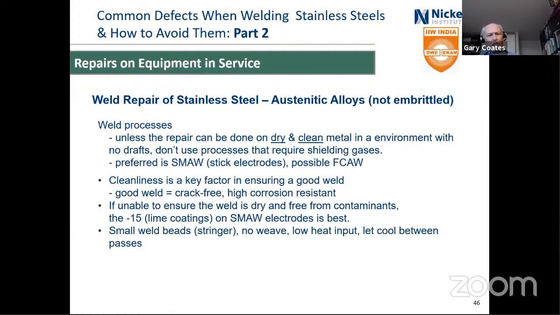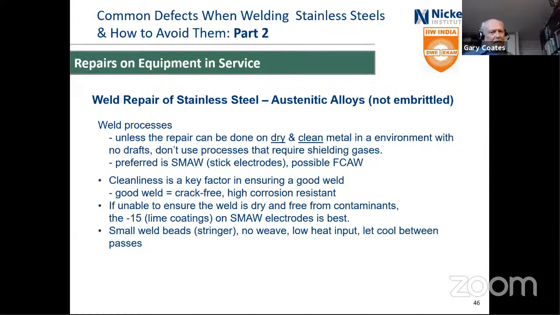So cleanliness is important, and that really means if it's been in a caustic service, you want to not just wash the caustic off, you want to put an acid on there to ensure all the caustic is gone. Because the caustic will go into little cracks and pores in the material and cause problems in welding.